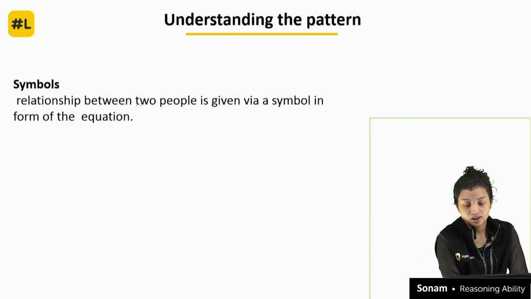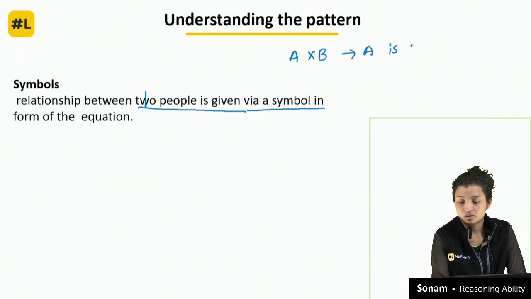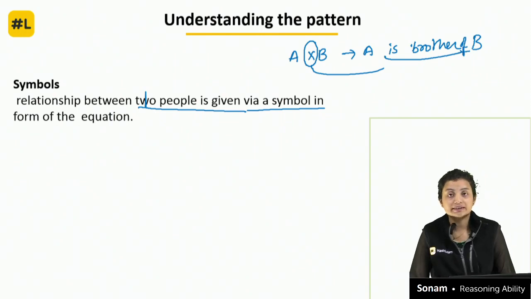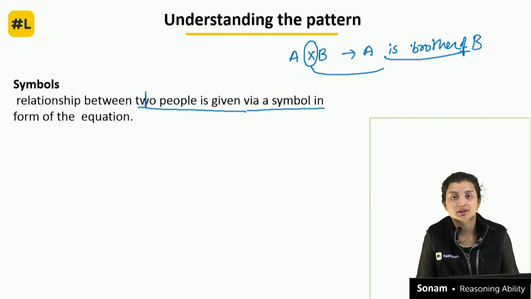Symbols. The relationship between two people is given via a symbol. Just now I showed you an example, correct? So A into B means, if I give you that A is brother of B, this symbol represents the statement "is brother of," correct? So you need to understand that it is not necessary they will use the same symbol for the same relationship.